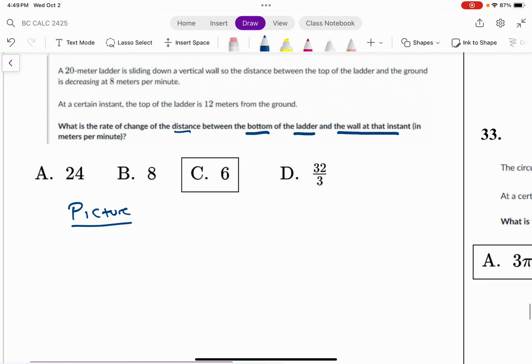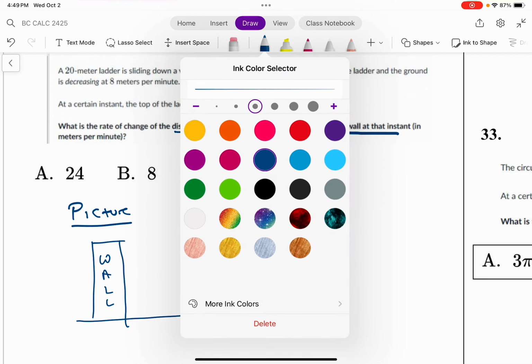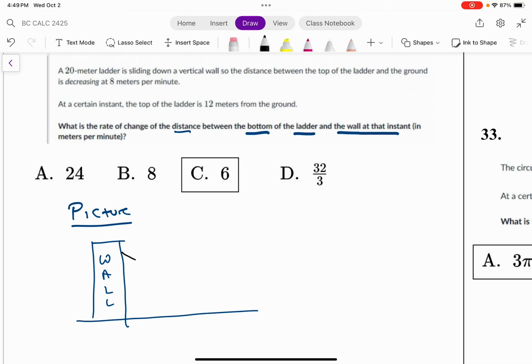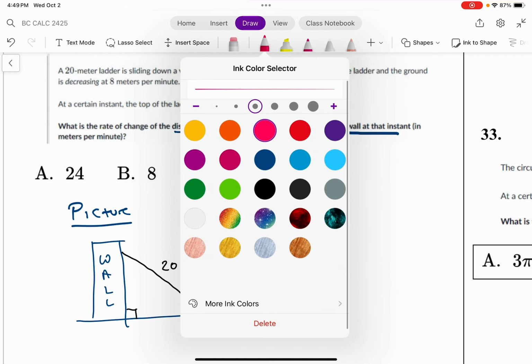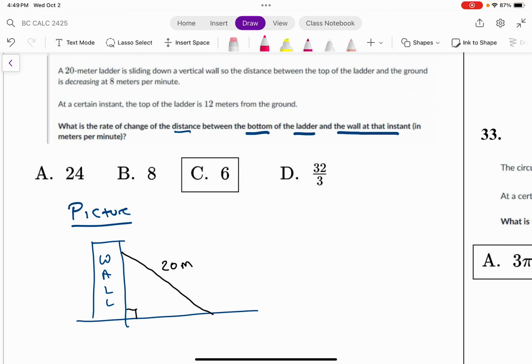Okay, so a 20-meter ladder sliding down a vertical wall. So here's my wall. And that ladder, it's a constant 20 meters. So I like to label all my constants in my diagram. If it's not varying, I don't think it needs a variable. So that's the case.